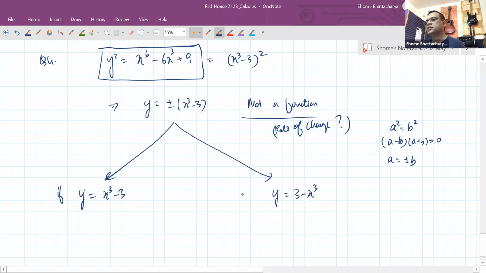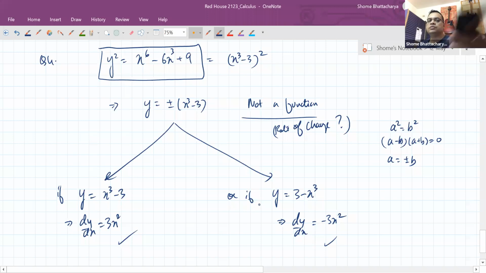So in this case, dy by dx would be 3x square, as you can see. Or in this case, the instantaneous rate of change would be minus 3x square. So we can leave the answer this way also, that it's an ambiguous question because we actually don't know what y is as a function of x. There are two possibilities, and according to the two possibilities, there are two possible answers. Okay, people, so hope this is clear.